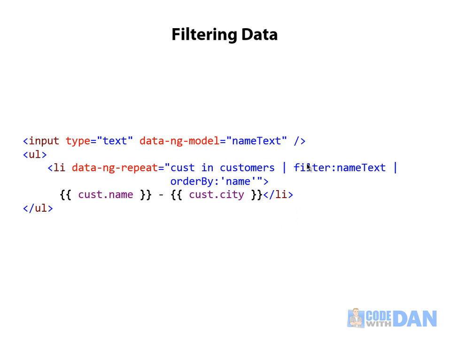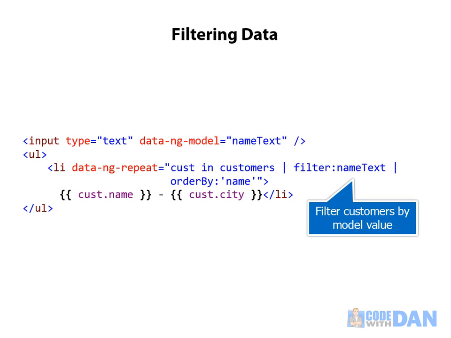Now here's another example of what you can do. In fact, we have 2 pipes here. We're first going to take each customer that we have in our customers collection and filter those based on a name text property. In this case, name text is a model property, and you'll notice it's defined up here using ng-model. Once it's filtered, I'm going to take those filtered results and pipe them through a sort, or order by, and we're going to sort whatever's left by the name property. As we write out cust name and cust city, it's going to be filtered based on whatever we type here, and we're going to sort. This provides a really powerful way to do filtering, and you can even write your own custom filters.